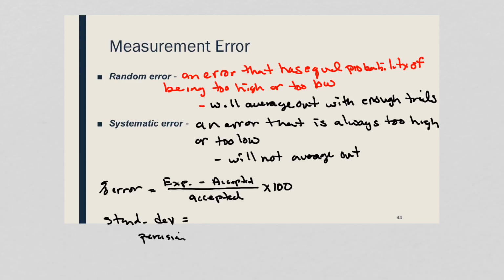So a small standard deviation means you have more precise data. A bigger standard deviation means there's more scatter. There's more spread in your numbers. So these are some ways that we will, especially in lab, look at the error in our measurements.